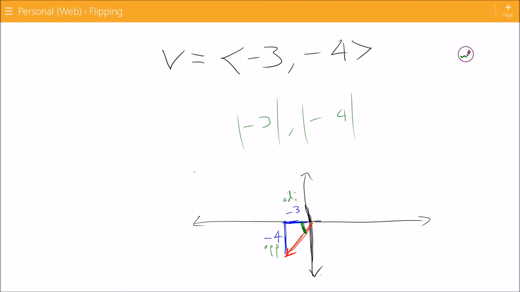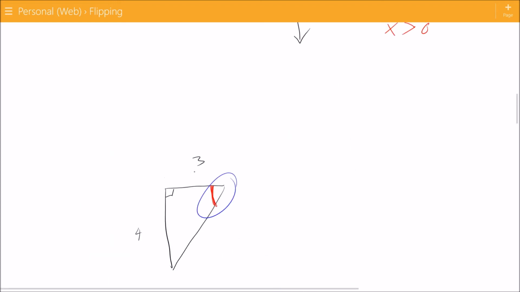Going back to SOHCAHTOA, I know that with opposite and adjacent, I've got tangent. So the tangent of this angle is going to be my opposite, which we said was 4, over the adjacent 3, which means that theta is just going to be the inverse tangent of 4 over 3. And using your calculator, you can determine that to be, we'll go to the nearest degree here, about 53 degrees. So that means that this angle right here is 53 degrees.